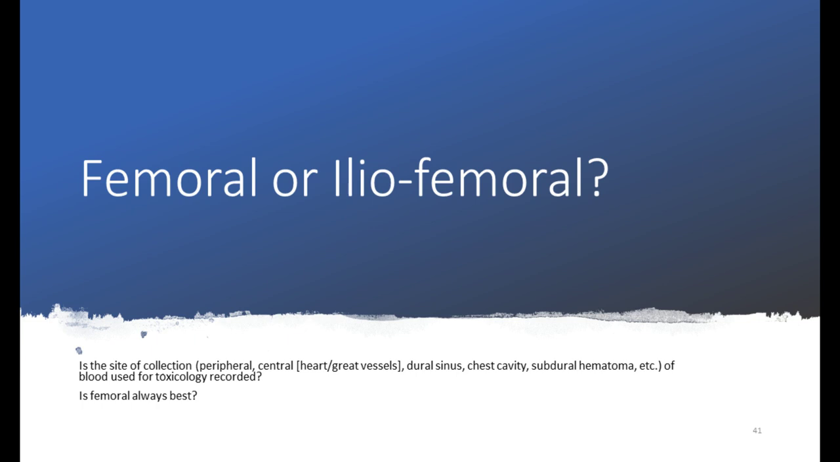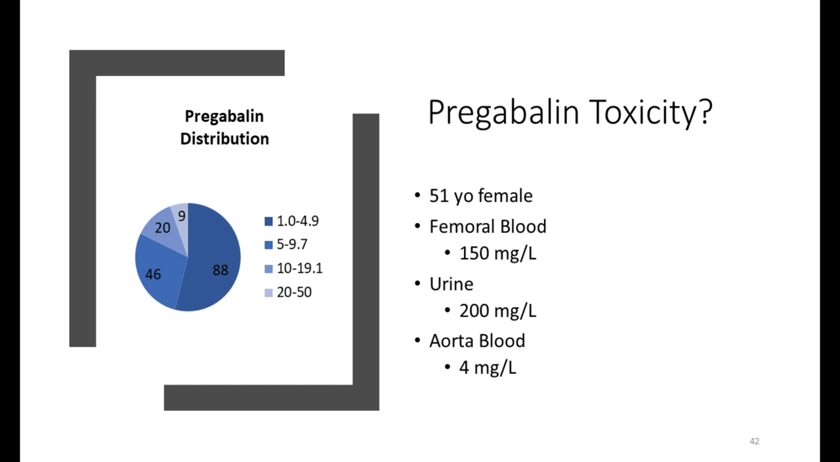One of the things that can also cause problems is, are you really designating where you got the specimen from? So some pathologists will say they got the specimen from femoral when they really got it from the iliofemoral area, and that's fine for most things, but for some things it can be a problem. In this particular case, we had a 51-year-old female. Her femoral blood pregabalin was what I like to call ginormous. It's really, really large. And the urine concentration is also quite large. But the aorta blood concentration of the pregabalin is normal.